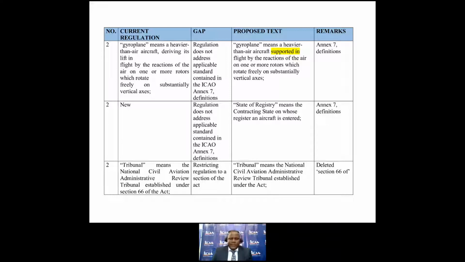There's a new term that was missing in the previous regulations: state of registry. State of registry means the contracting state on whose register an aircraft is entered. Then we have another term, tribunal. Tribunal means the National Civil Aviation Administrative Review Tribunal established under the Act. Previously, we mentioned "established under Section 66 of the Act". So we deleted the words "Section 66 of", so that in the event the Act changes, we don't need to change this part of the regulation.